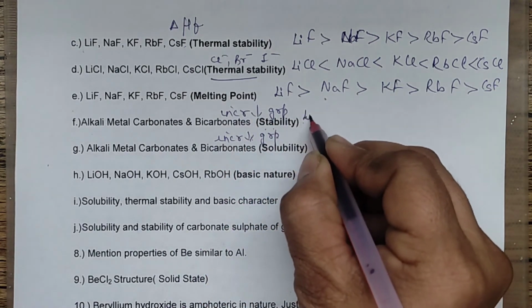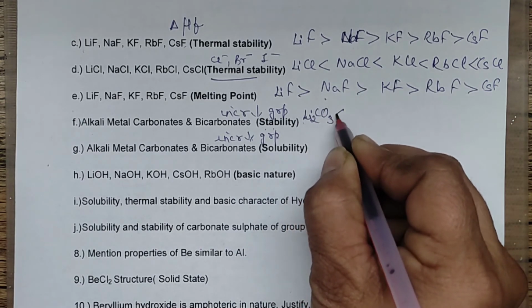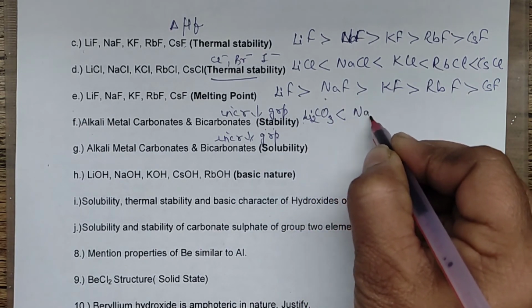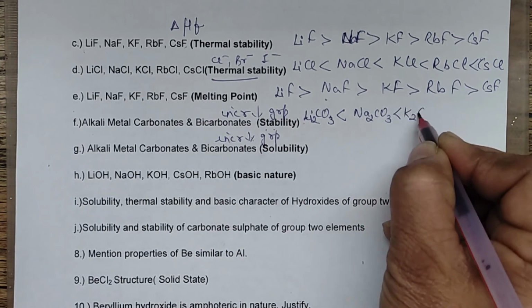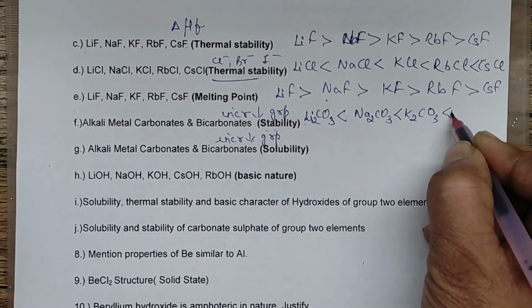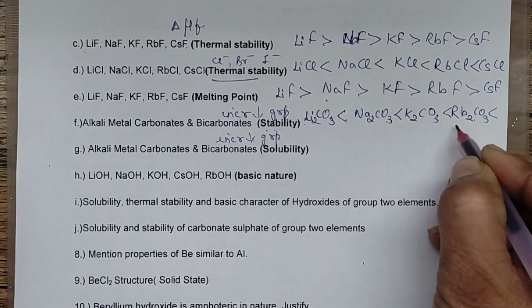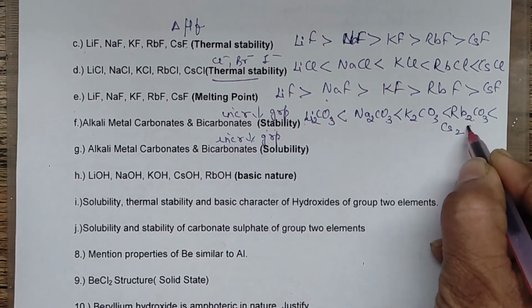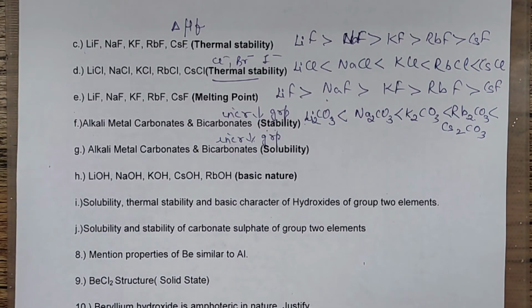That means lithium carbonate is least stable. Li2CO3 is least stable. That is why on heating it can decompose. Then you have sodium carbonate, then potassium carbonate, rubidium carbonate. Then the maximum stability is for cesium. The reason for this is that carbonate and bicarbonate are larger size anions, so they will form stable compounds with a larger cation.